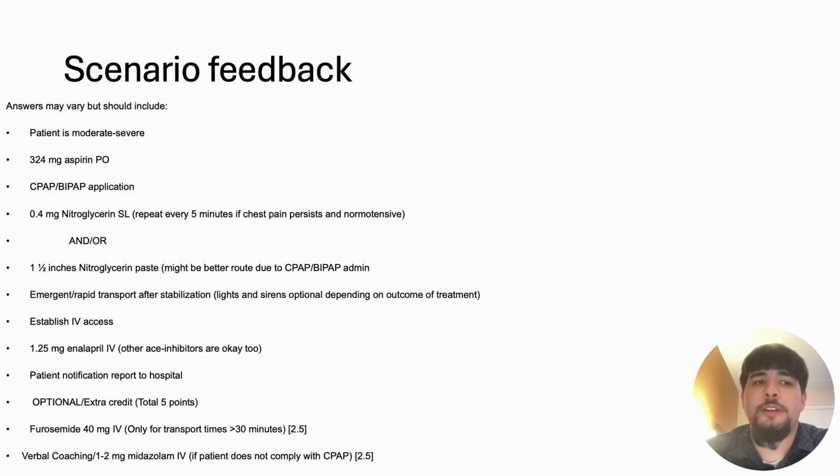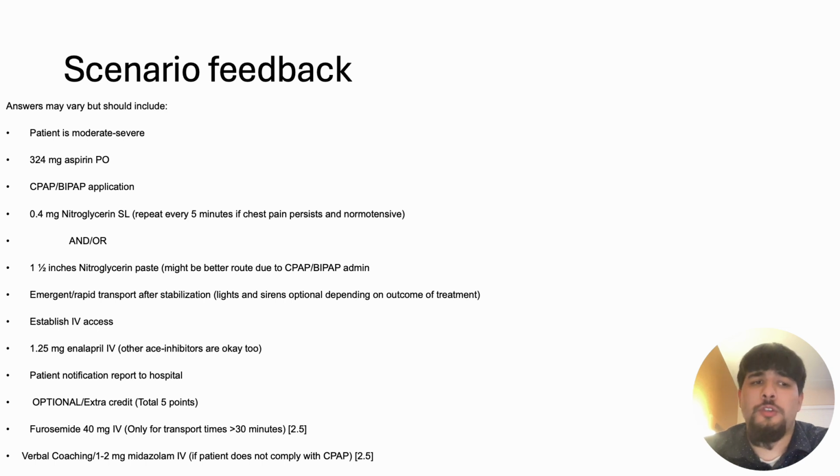So looking back at the scenario, all of y'all's answers probably had a lot of the big aspects. The big thing is making sure that you're taking care of the ABCs. First off, per NCOEMS protocol, the patient is in moderate to severe CHF exacerbation. For treatment, you want to do the 324 milligrams of aspirin chewable, get them on the CPAP or BiPAP if you have it. You got to do the 0.4 milligrams nitro SL. You can repeat that every 5 minutes if chest pain persists and the patient remains normotensive.